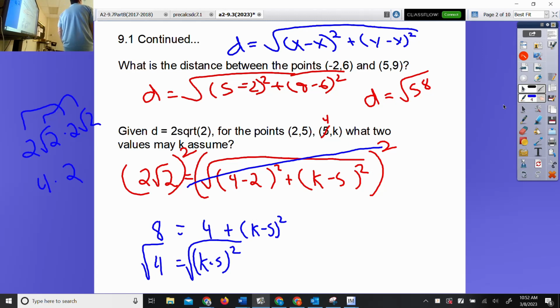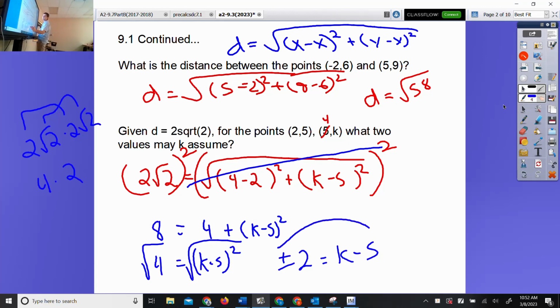You're solving for an unknown here. What symbolism do you have to include when you're taking square roots? Plus or minus. So it turns out that plus or minus 2 is k minus 5. And then what do we get to add to both sides? How do you isolate k? You add 5. So k is 5 plus or minus 2. What are the two possible values that k could be for the distance to be 2 root 2? 7 or 3. It's 5 plus or minus 2.